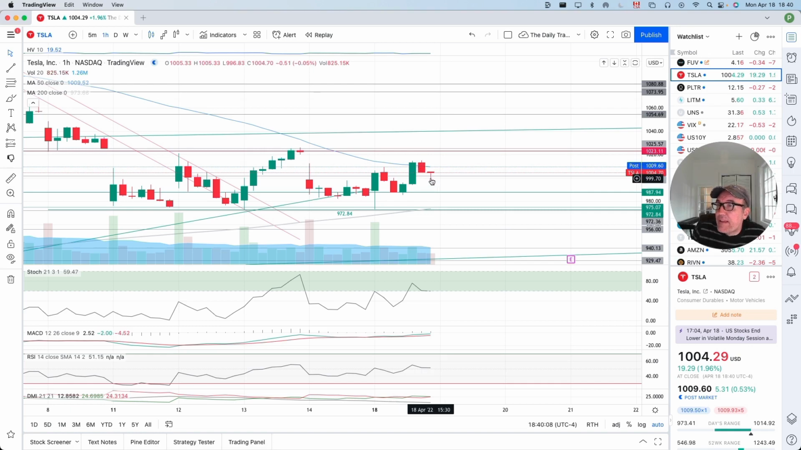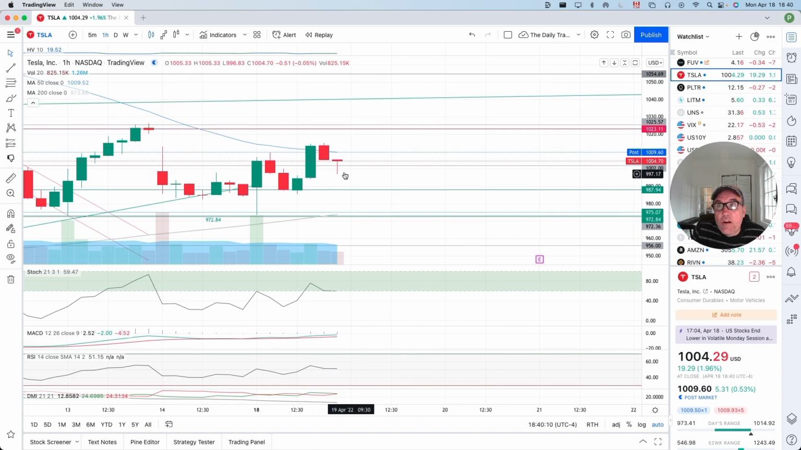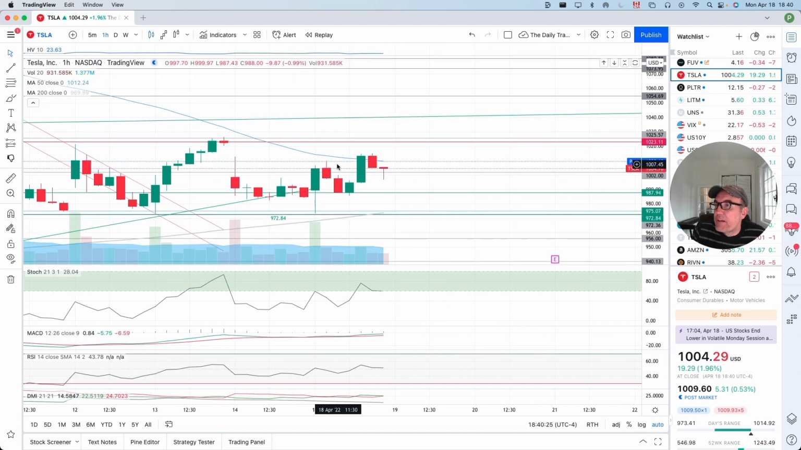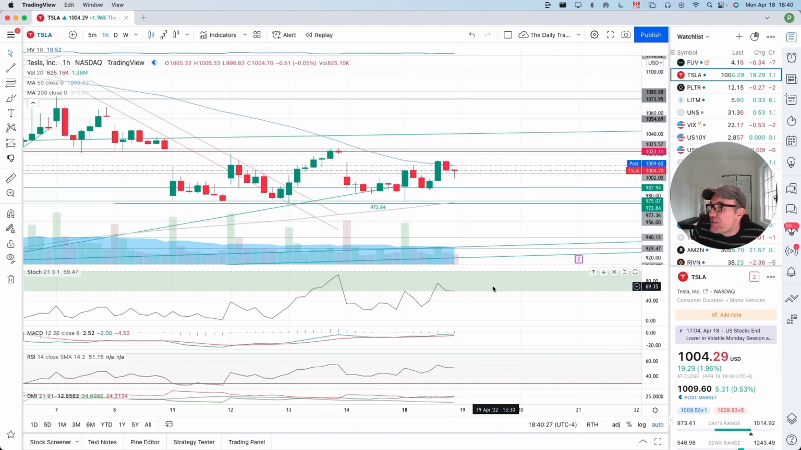But then look at this last candle here. Longer wick at the bottom. So it came down, but then the buyers were there to pick up some stock at that price. So my guess is anything lower than 1,000, people are just jumping on it. Stochastic is finishing at 59.47. So that's awfully close to our 60. DMI green, RSI green, MACD green. Maybe today things are going to go back up.